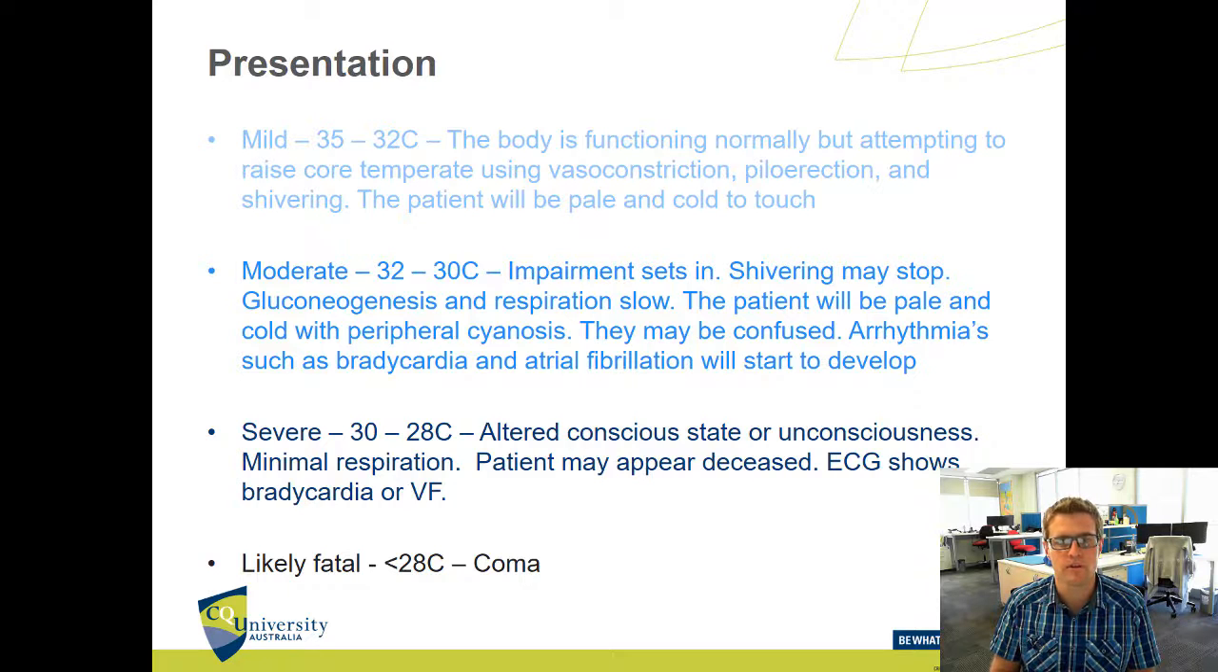Mild hypothermia is between 35 and 32 degrees. The body's functioning normally, the patient will feel very cold and will be actively shivering. Piloerection is your hair standing right up on your arms and legs. And they'll be engaging in some sort of active behaviors to try and get themselves warmer. Moderate hypothermia is when you start to get problems. That's when impairment starts to set in.